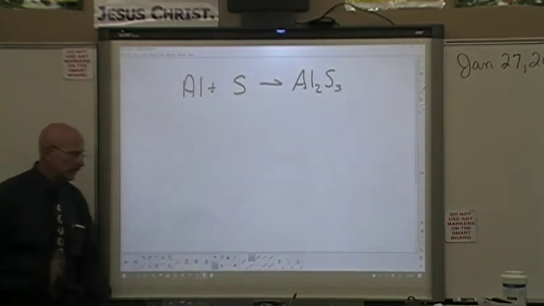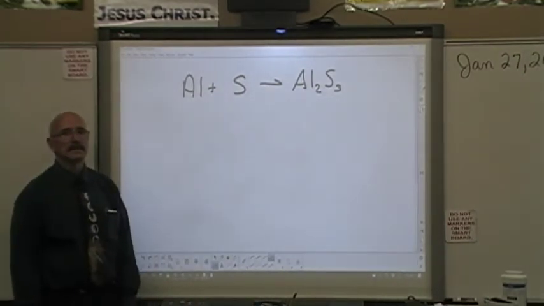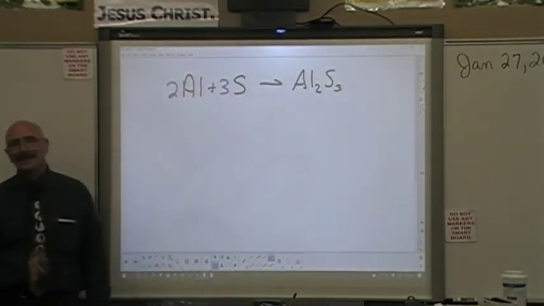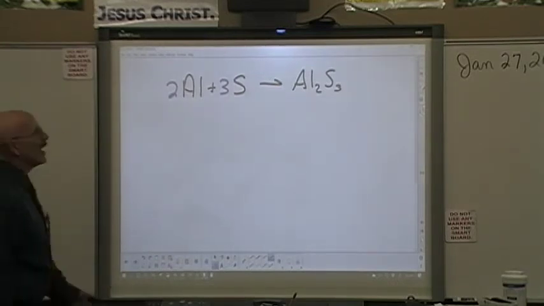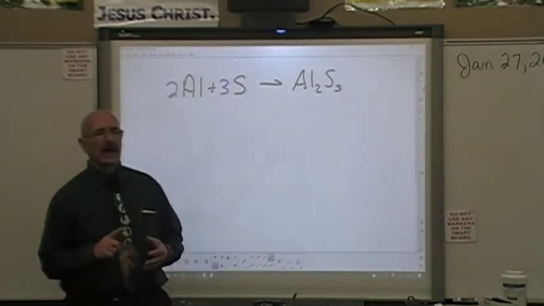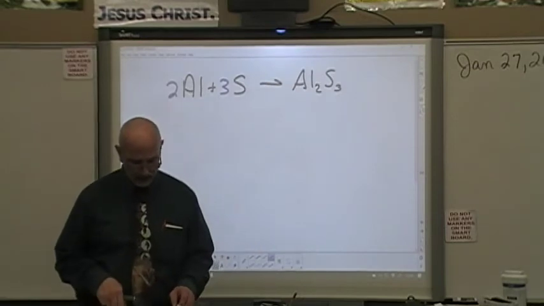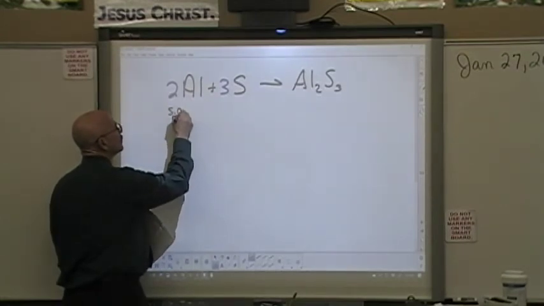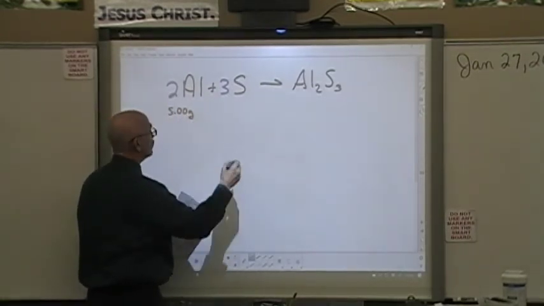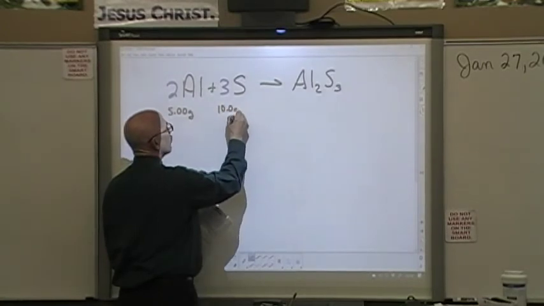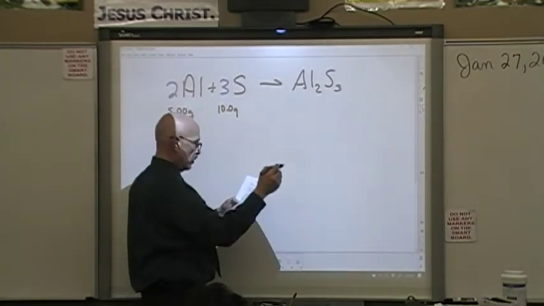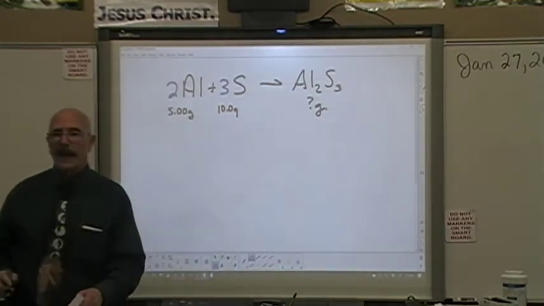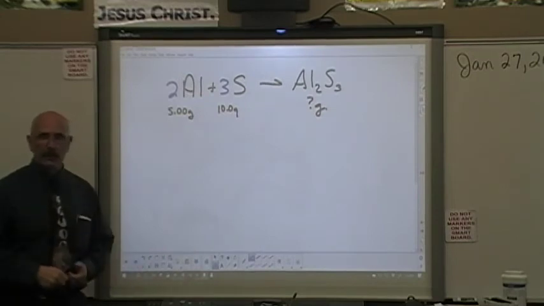Amelia, how would I balance this? A 2 in front of the Al and a 3 in front of the S. Okay, so far, so good. We got a balanced chemical reaction. Next, I'm going to label this. What am I starting with and what am I looking for? So 5 grams of this, put it underneath it so we know what that is. 10 grams of this. And then we're looking for how much of this? Question mark. So I have 2 things given, limiting reactant problem.